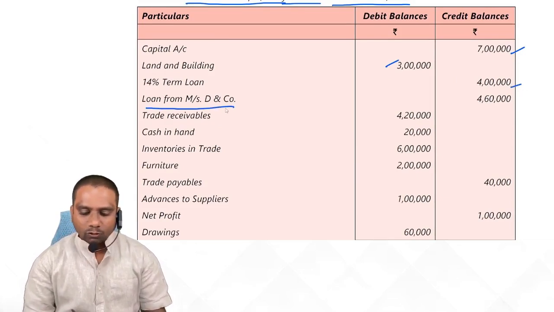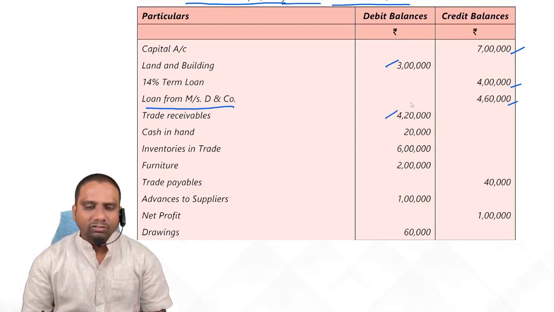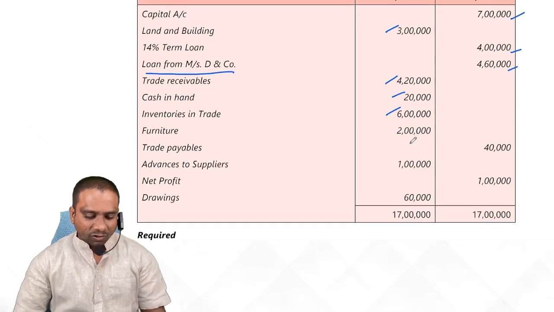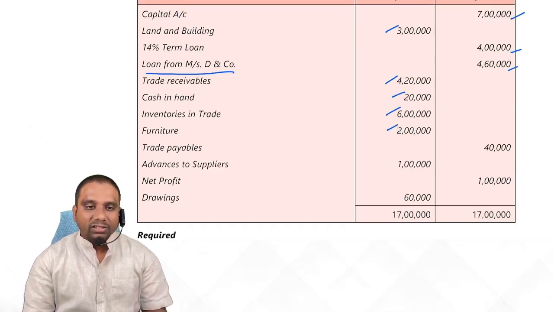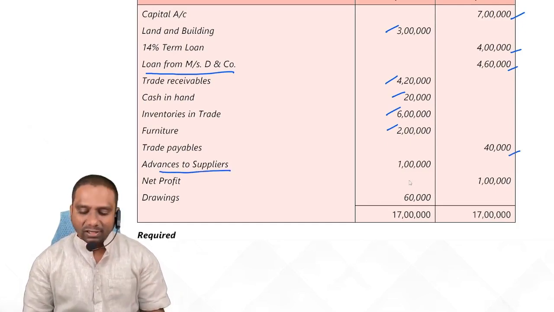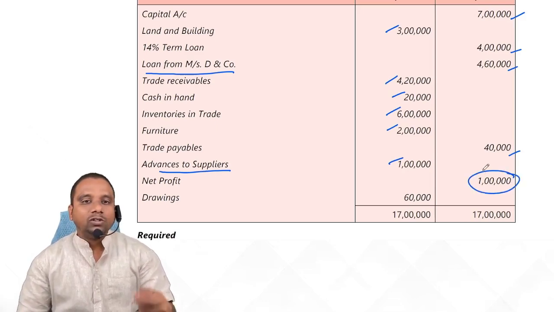Loan from Messrs D and Co. We received the loan, so liability side. Trade receivable, asset side. Cash in hand, asset. Inventories in trade, asset. Closing stock. Furniture, asset. Trade payables, liability. Advances to supplier, asset, because it is showing a debit balance. So asset. Next, net profit. Net profit is added to the capital.